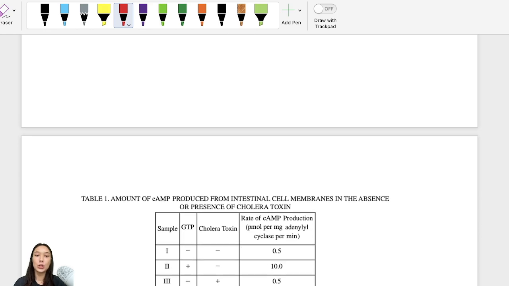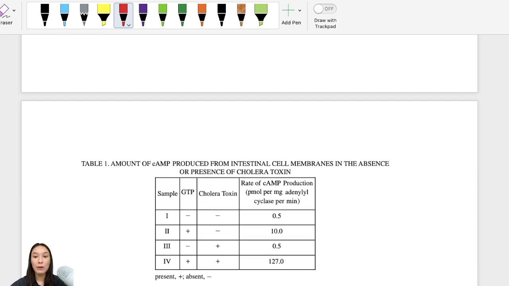Okay. So just by looking at table 1, you have 4 samples, and they're going to vary in whether or not they have GTP or whether they do not have cholera toxin. So the minus is going to indicate that, in this case, GTP is absent, and the plus means that GTP was added. And the same things go for the cholera toxin. That negative is going to mean that there's no cholera toxin, and then these two do have cholera toxin.